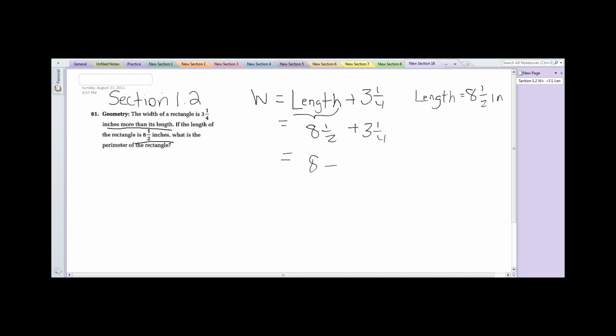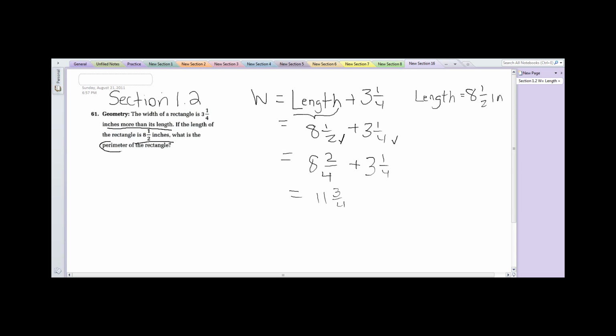Well, the common denominator between this 2 and this 4 is 4. So we can think to ourselves, well, 2 out of 4 is the same as 1 out of 2. So we have 8 2/4 plus 3 1/4. 8 plus the 3 is 11, and 2/4 plus 1/4 is 3/4. Now, that's not what they want us to know, though, is it?